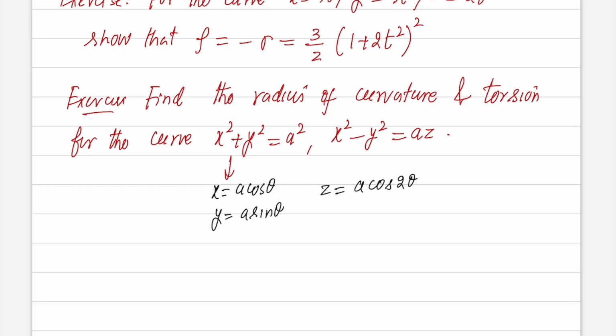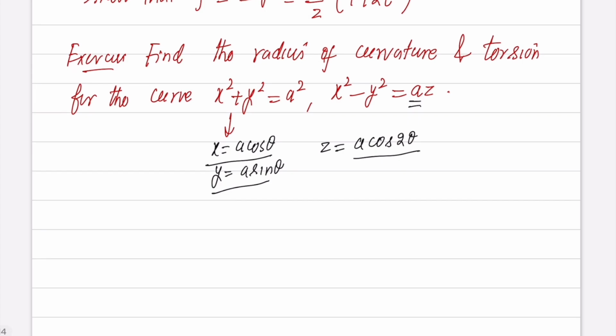So that will give us the parametric representation of the curve: x equal to a cos theta, y equal to a sin theta. Then x square minus y square will be equal to a square cos 2 theta, but we already have one a here, so we will write z is equal to a cos 2 theta. That's how we obtain the parametric representation of this curve also.